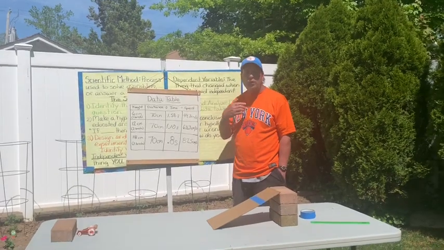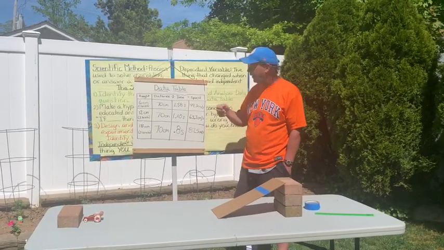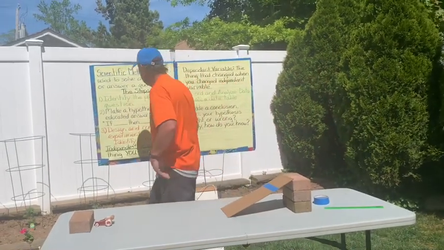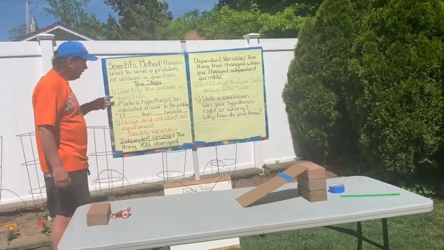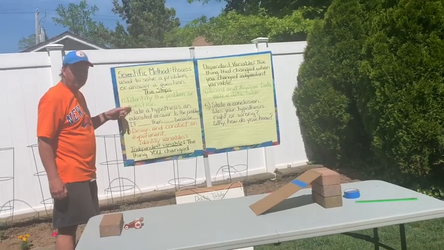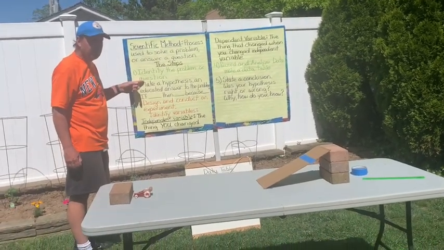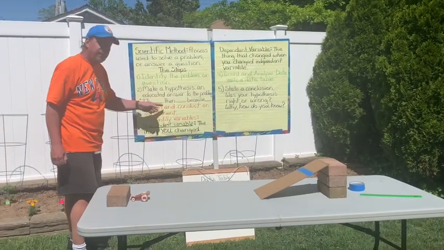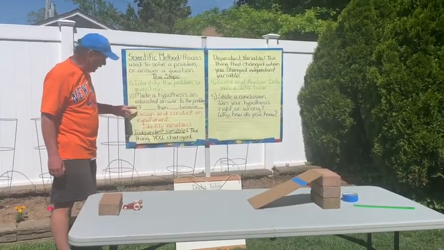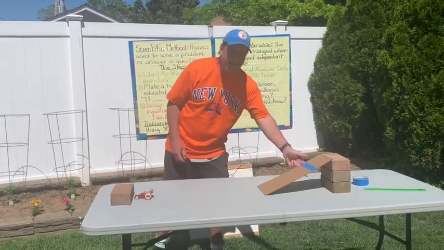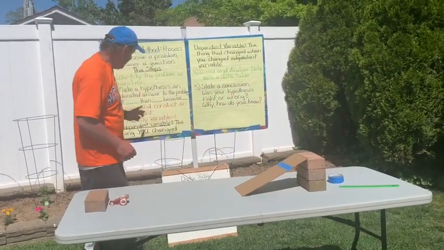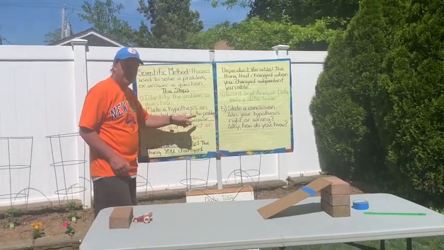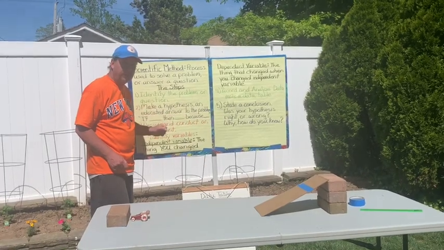So how does that work into our scientific method? When you look at it, the problem was, how does raising the height affect the speed of the car? For a hypothesis, you always use if, then, because. So if I raise the height of the ramp, then the speed would be faster because, and explain why you think the speed would be faster.